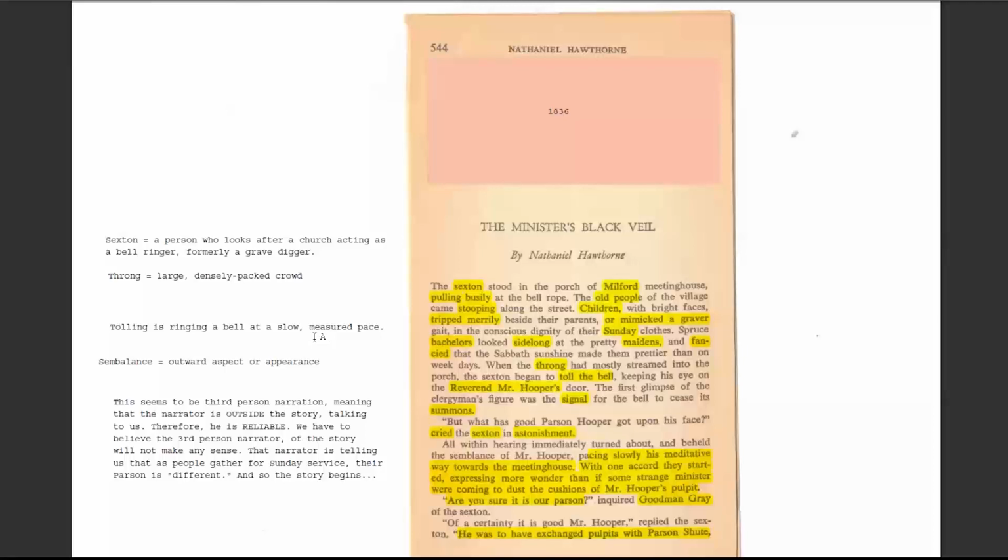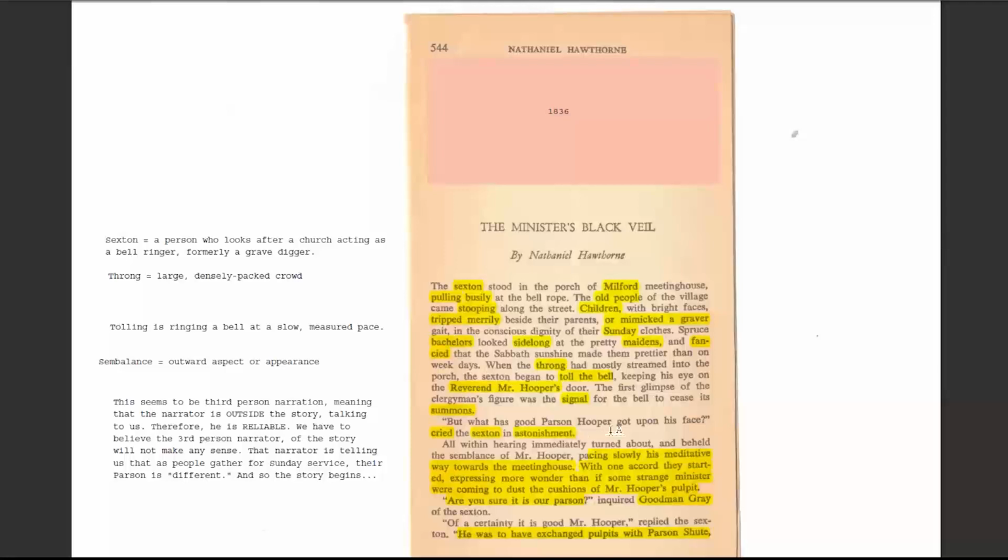And they're keeping their eye open for the Reverend Mr. Hooper's door, which is someplace near the church. Mr. Hooper, the Reverend Mr. Hooper. Now we know who the minister is. "The first glimpse of the clergyman's figure was a signal that the bell can stop." So there's a ritual going on. They're ringing the bell, calling people to service.